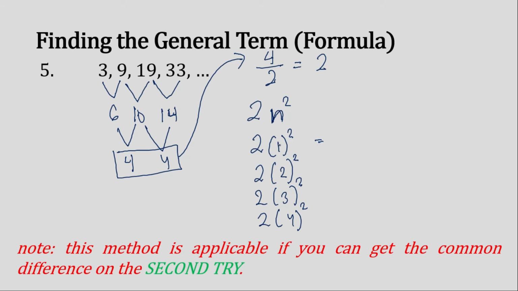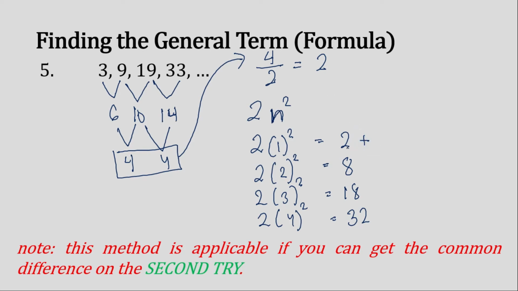Let's check if this is correct. 2 times 1 squared is 2. 2 squared is 4 times 2 is 8. Then 3 squared is 9 times 2 is 18. Then 4 squared is 16 times 2 is 32. So we did not get the same numbers as the given sequence. So we need to adjust this.